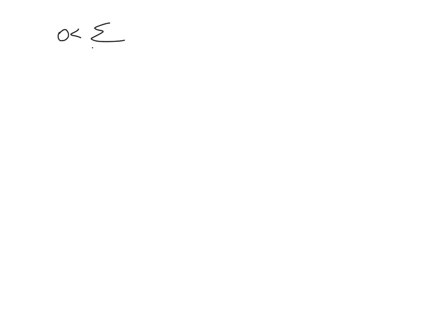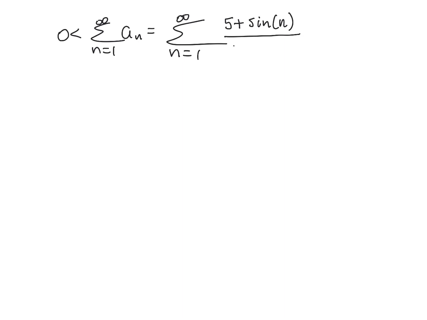And now we can bring the series in. So we have the summation from 1 to infinity of a sub n. Remember, the a sub n series would be the summation from 1 to infinity of 5 plus sine n divided by n to the fourth plus 3n. This series is less than the summation from 1 to infinity of 6 over n to the fourth, which is the b sub n series.